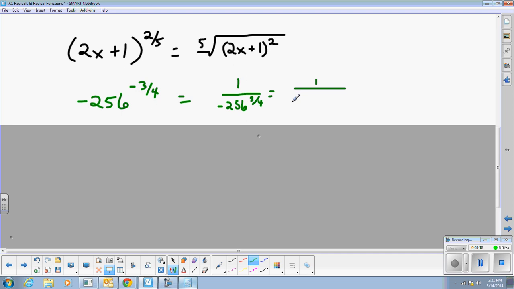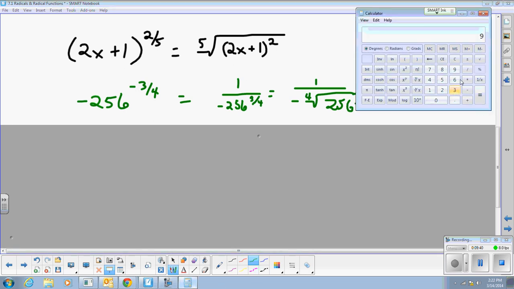Well, I have 1 over a negative times the 4th root of 256 cubed. And the cubed is inside the radical sign. So what happens now? 1 over, and now I've got to do 256 cubed, which I obviously won't know off the top of my head. So I'm going to clear my calculator and do 256. And my power button is right here, x to the y. On a lot of your calculators, it's going to be that little pointed arrow key. But on this one, it's x to the y.